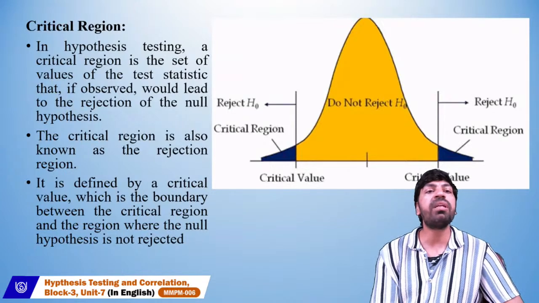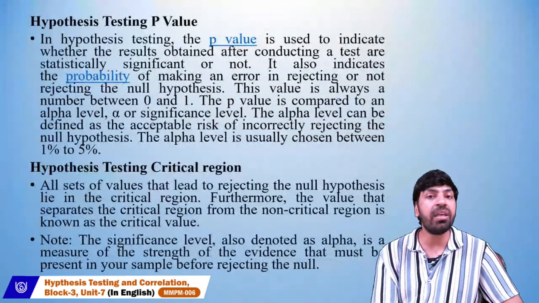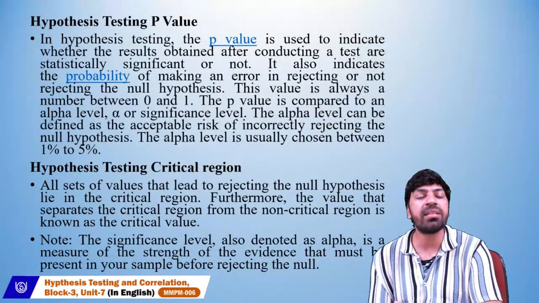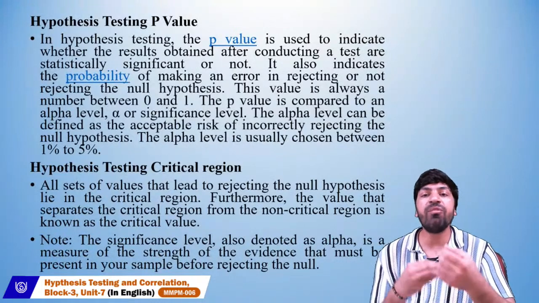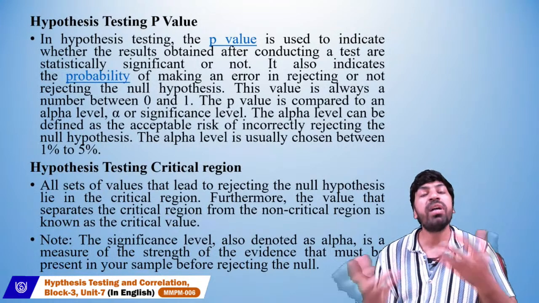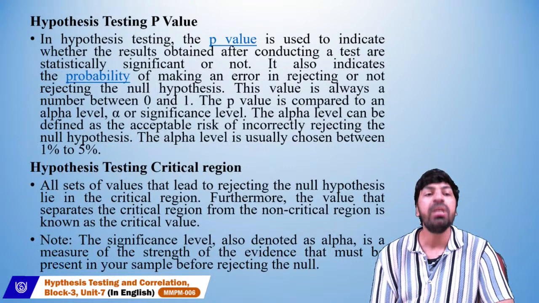Now we can come up to the next concept, that is hypothesis testing p-value. When any of the tests is applied after collecting the data, every research study shows a p-value. What is that p-value? That's called a probability value.